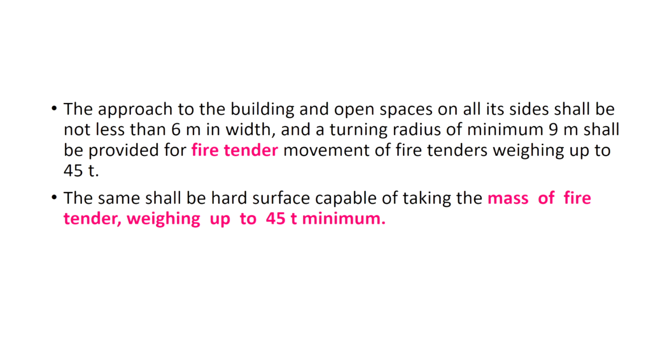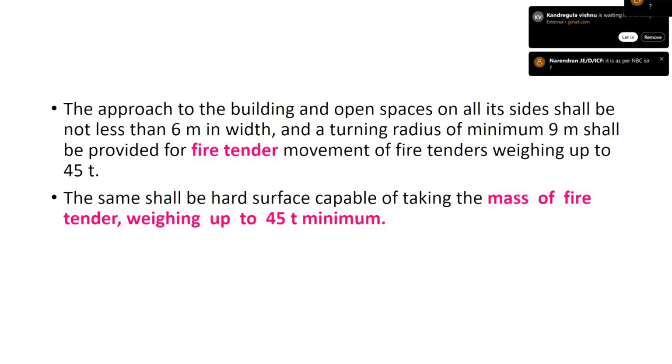So in that case, you must have seen there is again a lot of open area in and around that particular building. And again, there is a hard concrete surface provided just like a road on and around the periphery of the building itself. And again, it specifies that for the fire tender movement, the weight can be up to 45 tons, and the hard surface you have provided should be able to take the weight of 45 ton minimum. That means whatever road you are designing in and around the building.